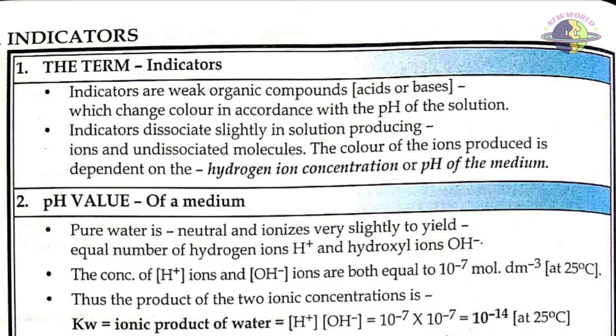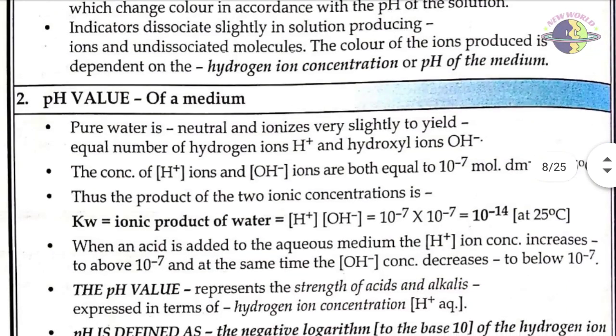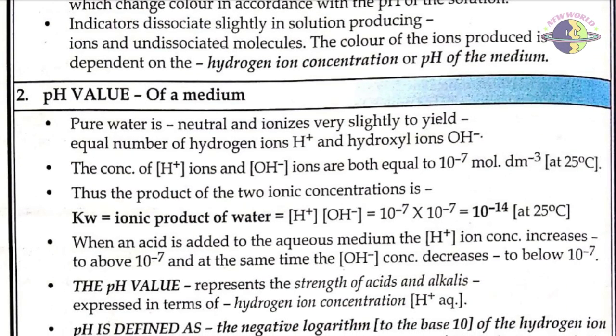Now let us come to know about the pH of a medium. Pure water, as you all know, is neutral and ionizes very slightly to yield an equal number of H plus ions and OH minus ions. The concentrations of H plus ions and OH minus ions are both equal to 10 to the power minus 7 mole per decimeter cubed at 25 degrees Celsius. Thus the product of the two ionic concentrations is known as Kw, the ionic product of water, which is equal to [H+][OH-], which is 10 to the power minus 7 into 10 to the power minus 7, equal to 10 to the power minus 14.